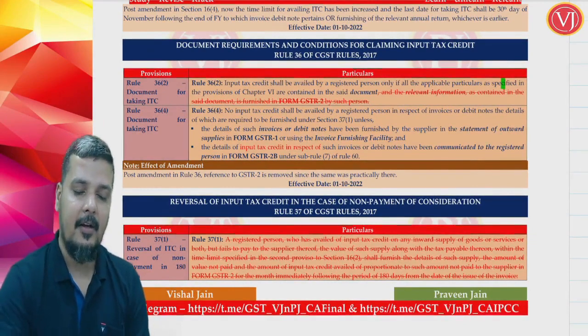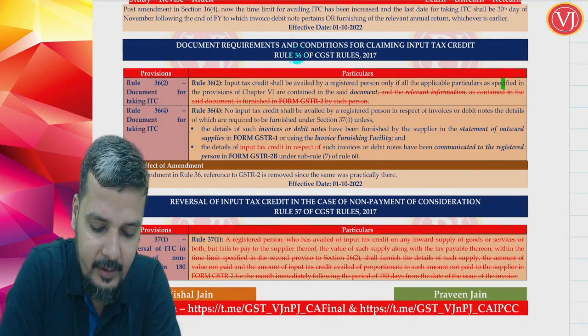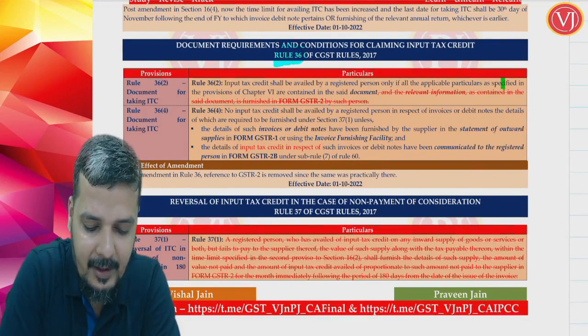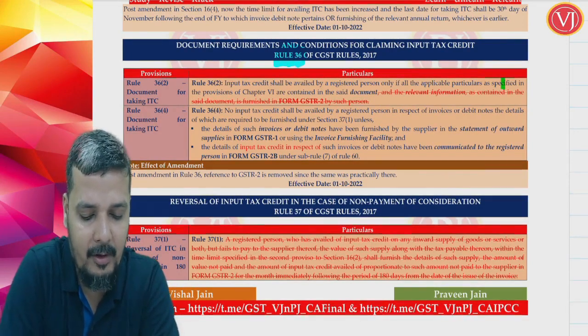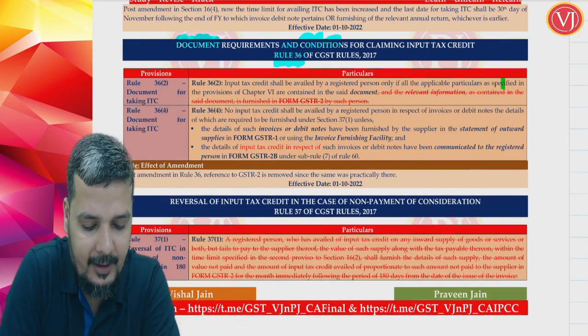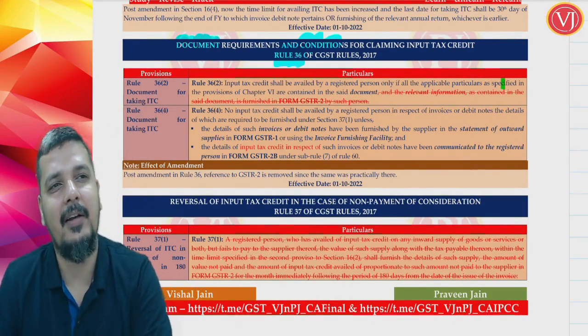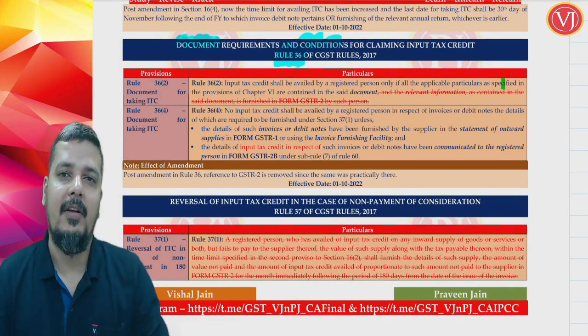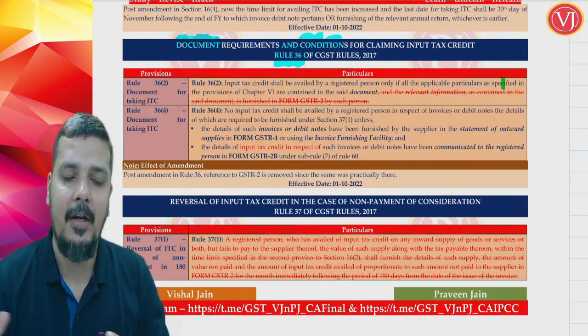Now there is another condition which tells that you should have the documents for taking the credit. Now friends, we are not talking about section 16 anymore, we are talking about rule 36. Rule 36 is the main rule for taking the credit. It talks about documents and other conditions for taking your input tax credit. Now the amendments in rule 36 are insignificant, they will never be tested in your exams because they are all corresponding amendments because of amendments in different places.